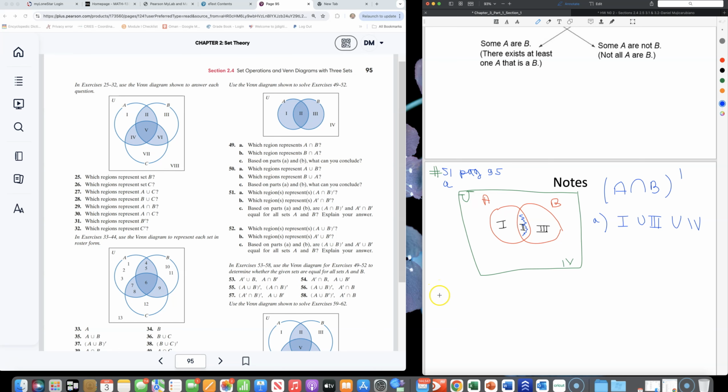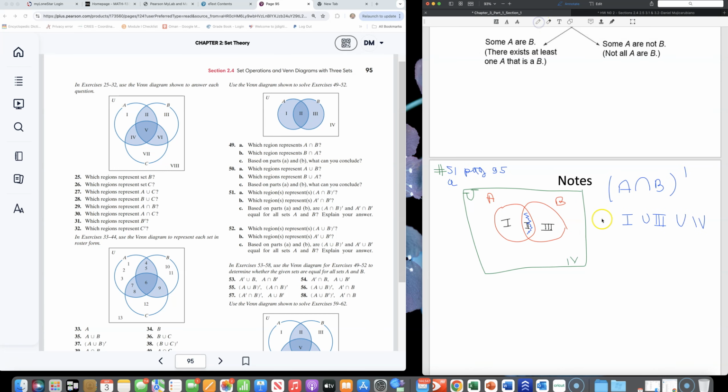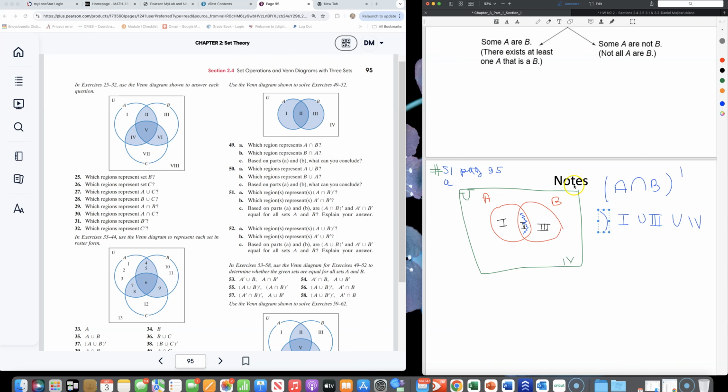Another option is, probably I should use another notation here. Oops, what am I doing? I'm sorry, guys. Let me just erase here. I'm sorry for this interruption. So, option one, and another one.